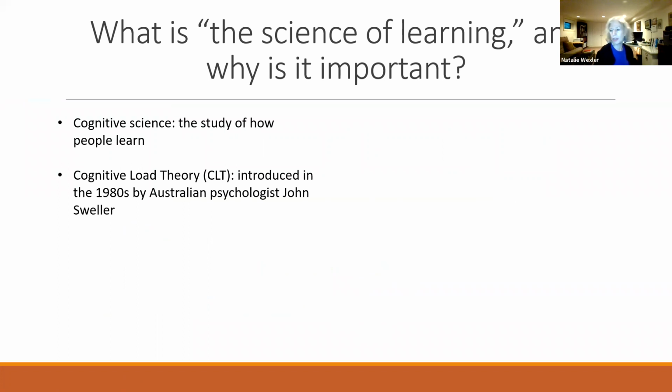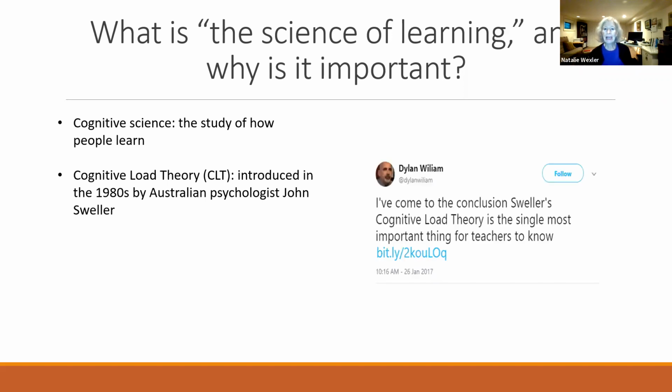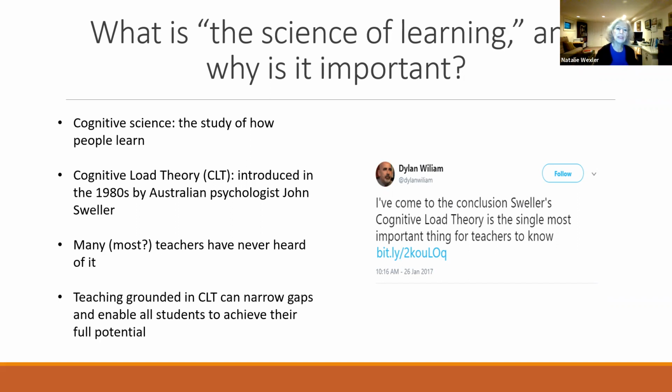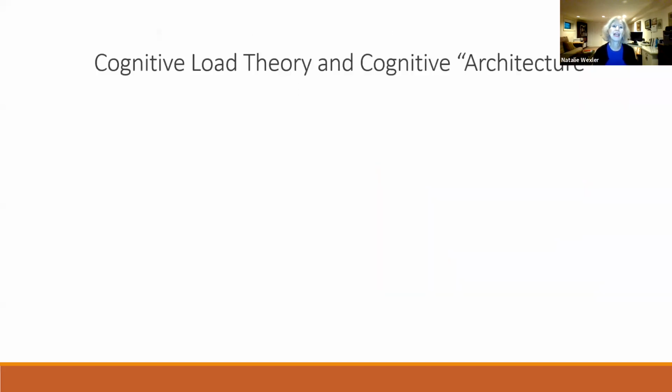What I'm going to focus on in particular is something called cognitive load theory, which was introduced by Australian psychologist John Sweller in the late 1980s. And it's been said that Sweller's cognitive load theory is the single most important thing for teachers to know. And yet many, probably most, teachers have never heard of it. So why is it so important? Well, teaching grounded in cognitive load theory can narrow gaps between student groups and enable all students to achieve their full potential. So let me explain.